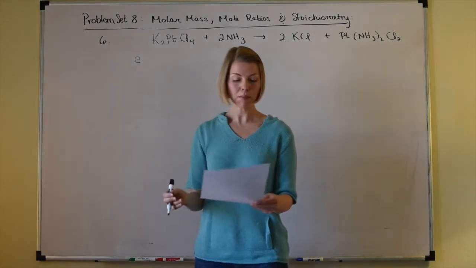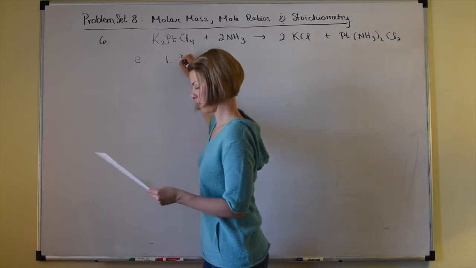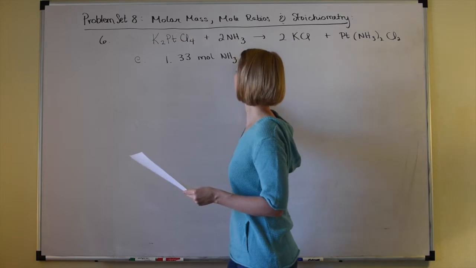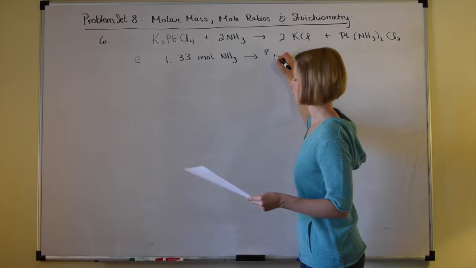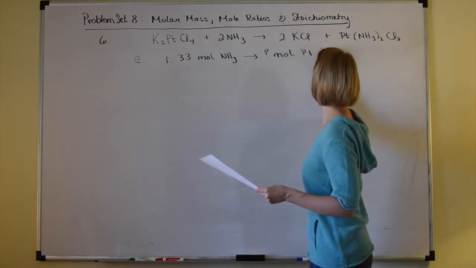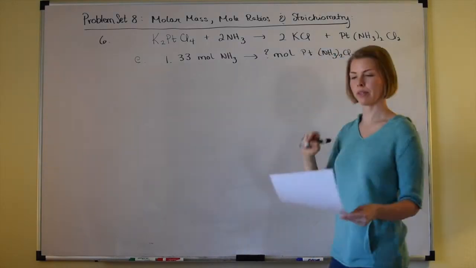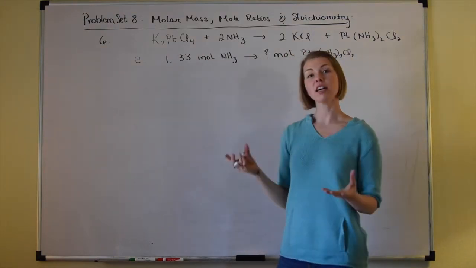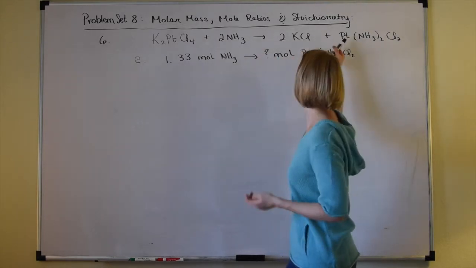Okay. How many moles of cisplatin can form from 1.33 moles of ammonia? Okay, so remember I like to do my little flow chart. I'm trying to figure out how many moles. How many moles of cisplatin can form, okay, from this quantity of ammonia? So we're going moles to moles. So all I need here is my mole ratio. It is not 1 to 1. It is 2 to 1.